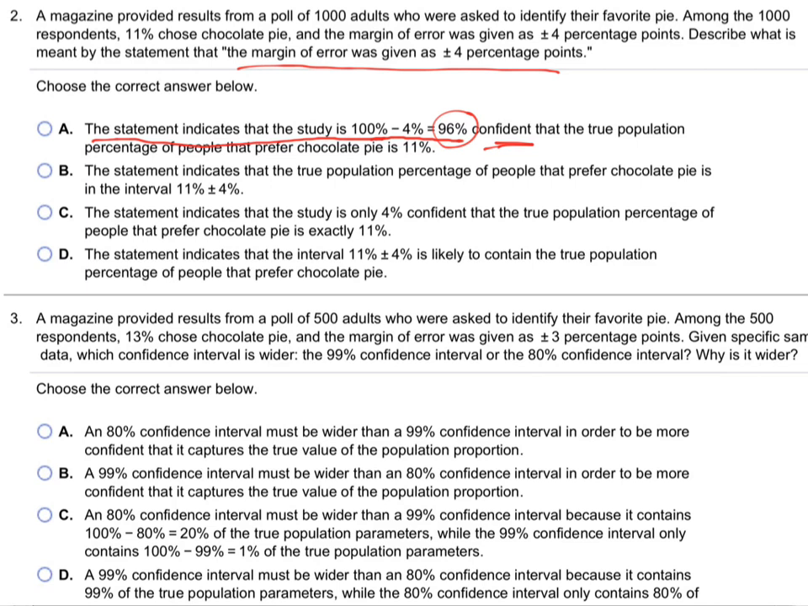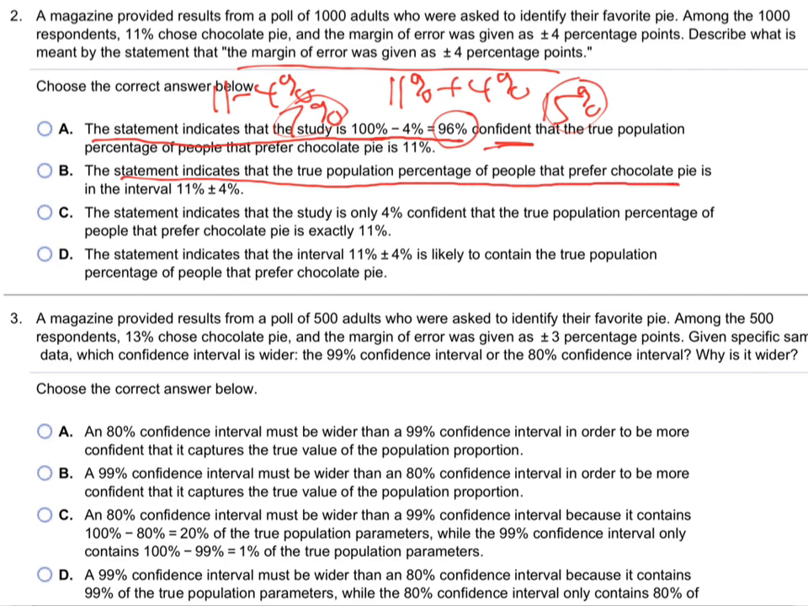First off, what are they saying? What does that mean? Error plus or minus 4 percentage. It could be 11% plus 4% or 11% minus 4%. That's what they're saying. From 7 to 15, in other words, right? This is 7, 11 minus 4. This is 15, 11 plus 4. They're saying we're confident it's between 7 and 15. That's 11 plus or minus 4. So the statement indicates that the true percentage that preferred chocolate pie is 11 plus or minus 4.